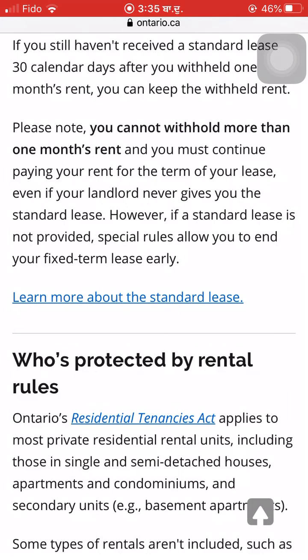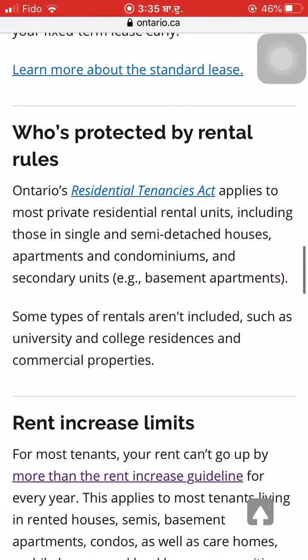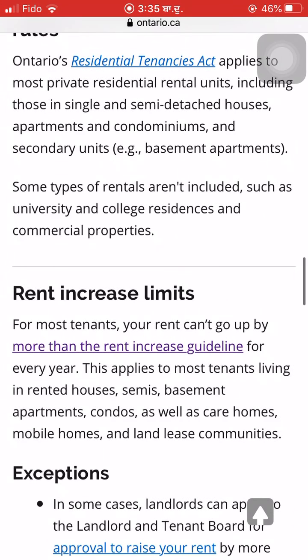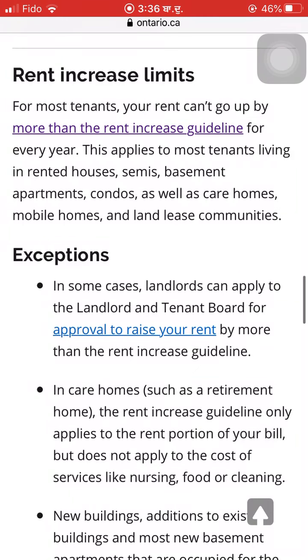Please note you cannot withhold more than 1 month's rent, so be careful, and you must continue paying your rent for the term of your lease, even if your landlord never gives you the standard lease. However, if a standard lease is not provided, special rules allow you to end your fixed term lease early. So this is a policy here, and the major thing here is rent increase limits.